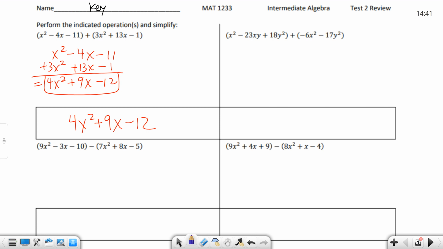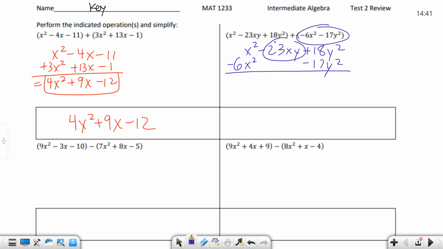Over here again, to the right of this one, I have a plus sign again, which means I'm adding. That's the first thing I look at. What's between the parentheses? It's going to tell me what to do. So then x squared minus 23xy plus 18y squared. Then I have, don't worry about this, I have a negative. That means I have what kind of 6x squared? Minus, don't change it. Then I also have a minus 17y squared. I don't have over here any xy terms to put right here, right? So I just leave that space blank.